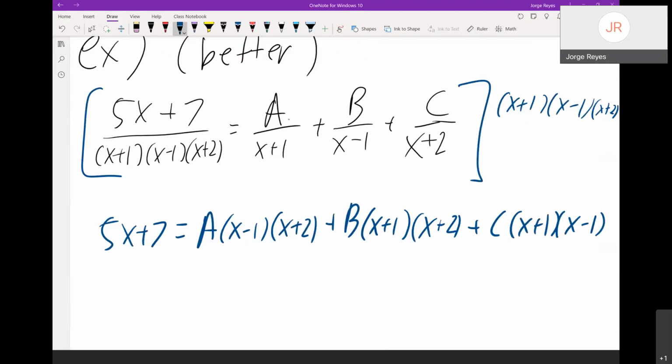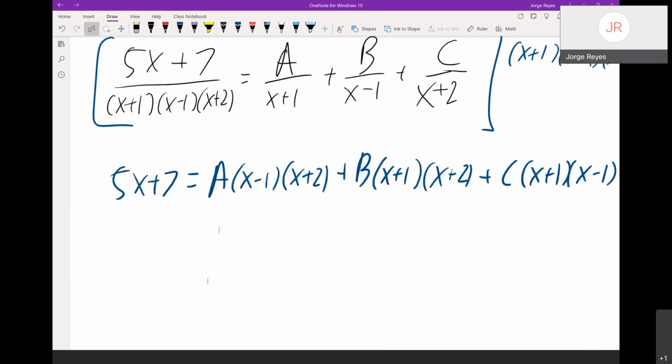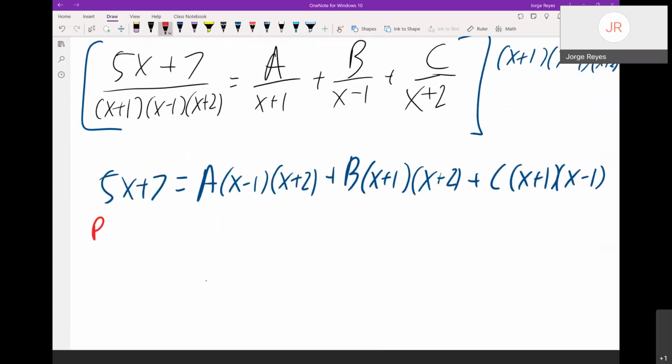And then here's the magic part: this has to be equal, because there's an equal sign here. That means we're allowed to just plug in x's. And if you're smart, you should plug in very specific x's. So I'm going to plug in x equals 1. And look at what happens.